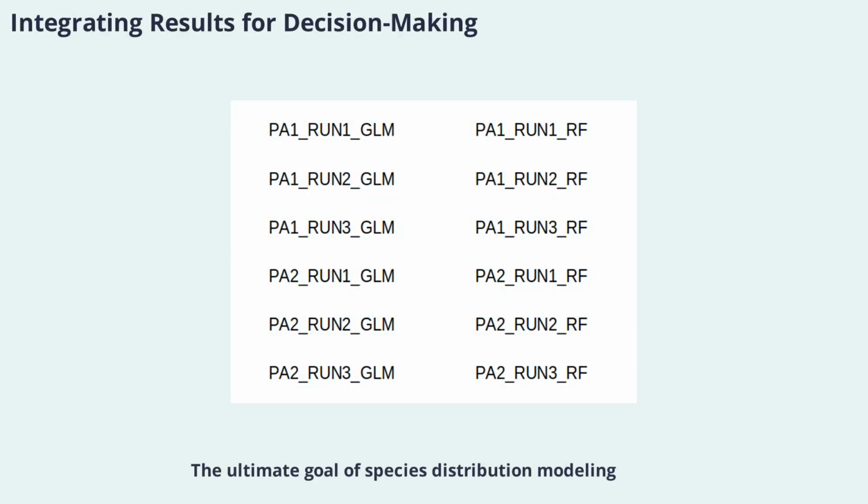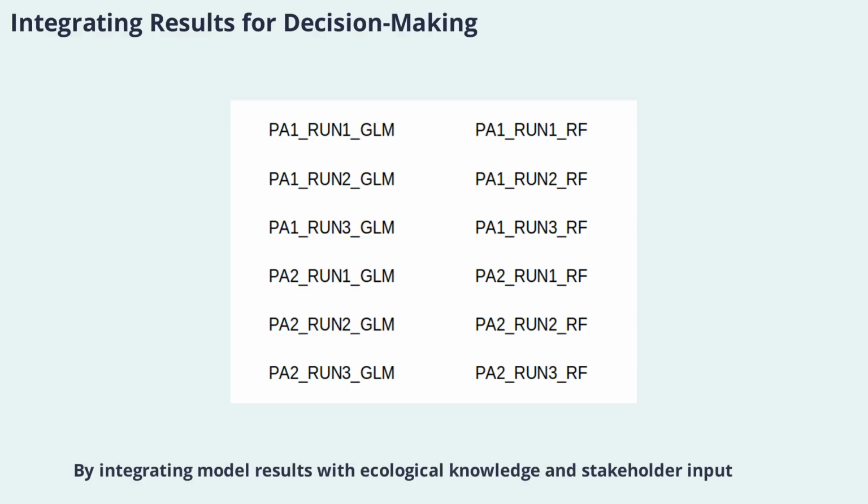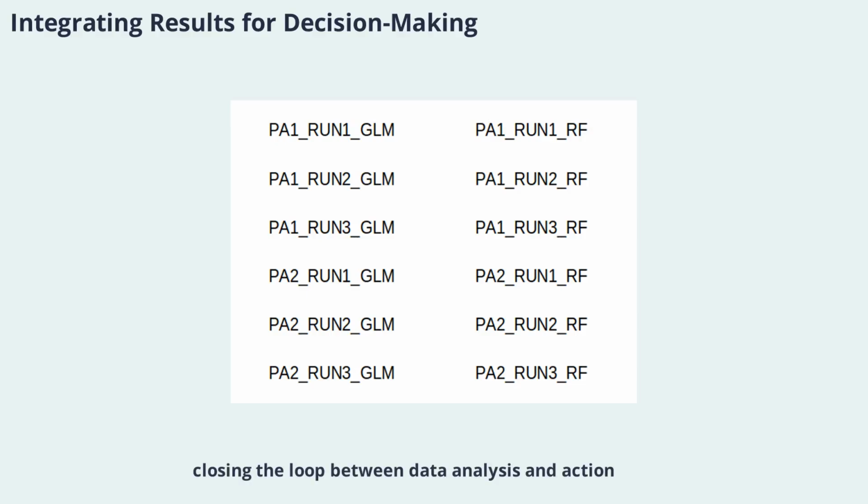The ultimate goal of species distribution modeling is to inform conservation and management decisions. By integrating model results with ecological knowledge and stakeholder input, we can prioritize actions and allocate resources effectively. Clear communication of findings, supported by robust modeling and visualization, ensures that scientific insights translate into real-world impact. This integration is the final step in the modeling workflow, closing the loop between data, analysis, and action.